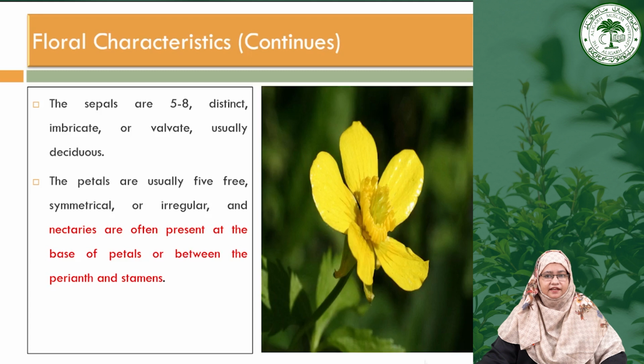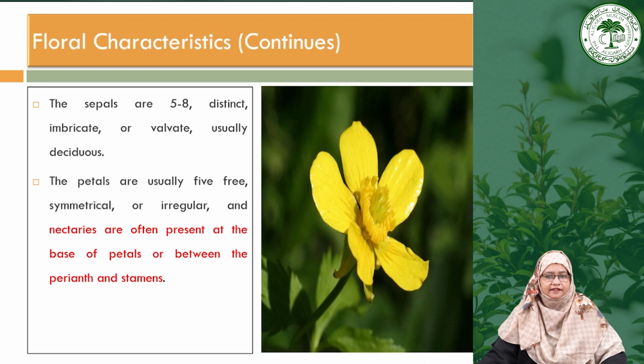Sepals, typically there are 5 to 8 that are distinct and can be imbricated or valvate in arrangement and usually caducous, shedding as the flower matures. Then moving towards the petals, they generally also have a number of 5. They are free and showing irregular symmetry.